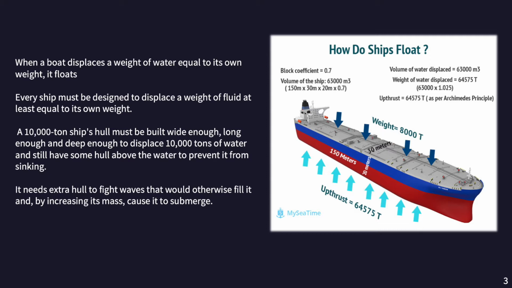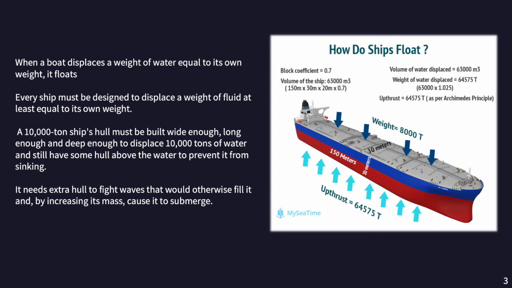And now, how do ships float? When a boat displaces a weight of water equal to its own weight, it floats. Every ship must be designed to displace a weight of fluid at least equal to its own weight. A 10,000-ton ship's hull must be built wide enough, long enough and deep enough to displace 10,000 tons of water and still have some hull above the water to prevent it from sinking. It needs extra hull to fight waves that would otherwise fill it and, by increasing its mass, cause it to submerge.